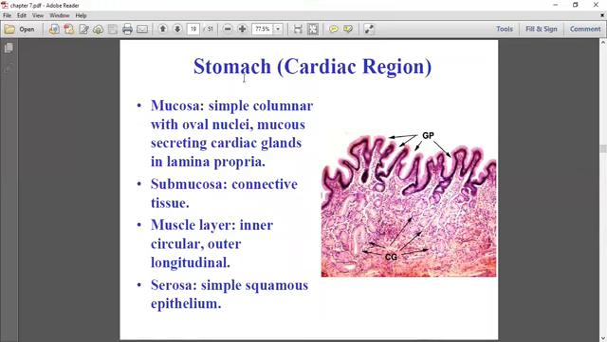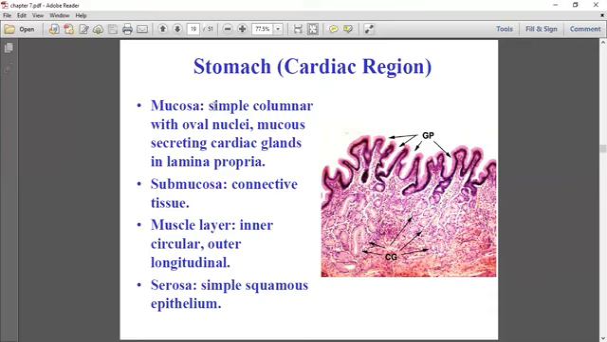The cardiac region of the stomach. The arrowheads indicate gastric pits. And these are the gastric glands within the cardia. C means cardia or cardiac region glands.